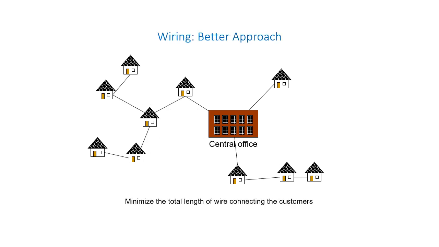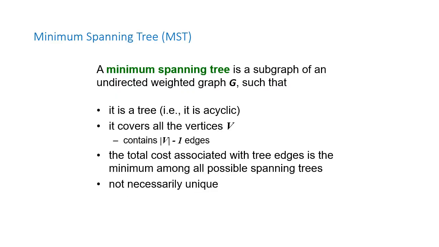A better approach would be to attempt to minimize the total length of wire connecting the customers. The way to do this is by trying to figure out, on a network and graph theory basis, how this would be achieved. Here come the spanning trees that we talked about a little bit in class, and we want to figure out the minimum spanning tree.